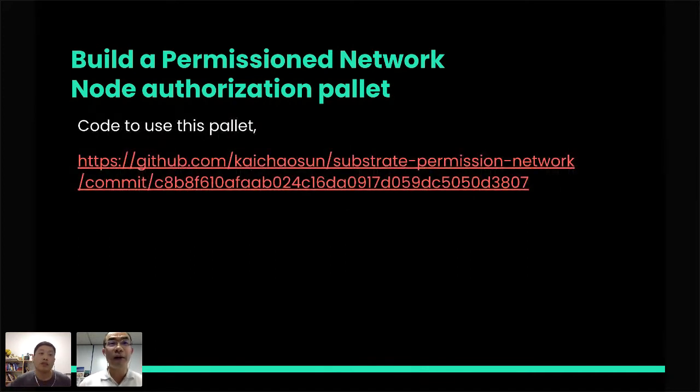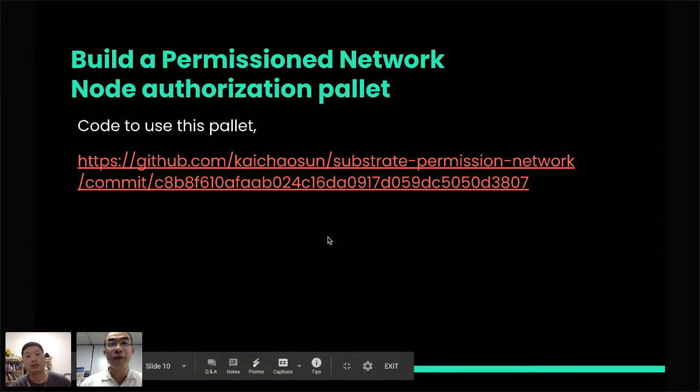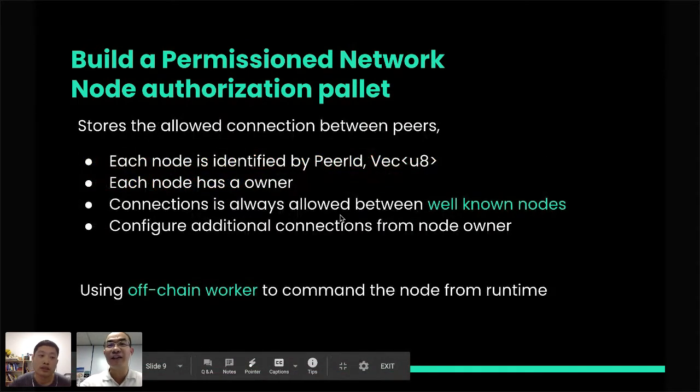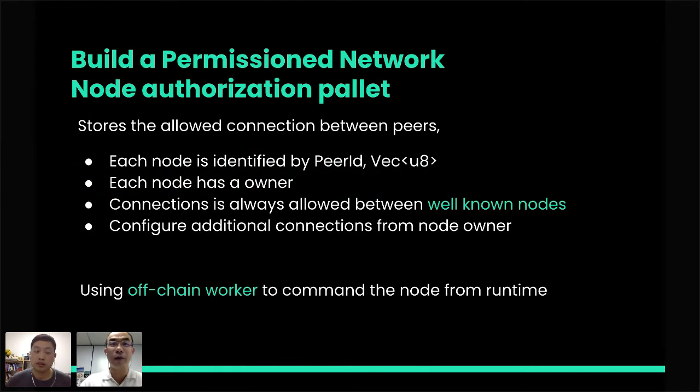On the third point, when you say well-known nodes, are they just specified in the chain spec, or what are the well-known nodes?